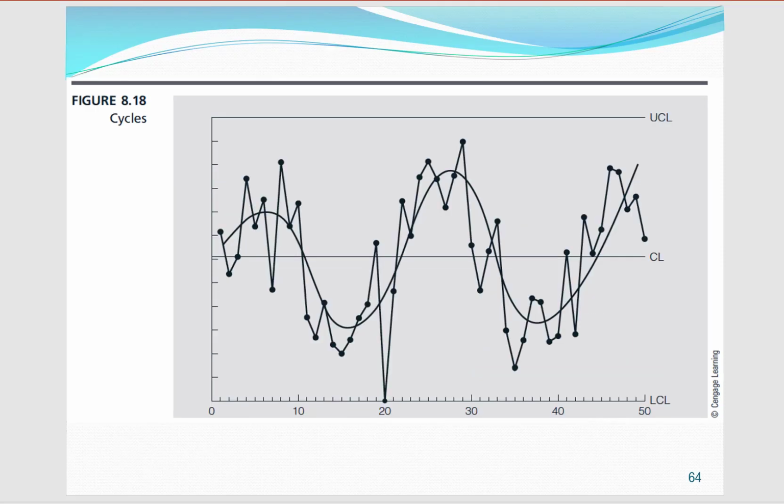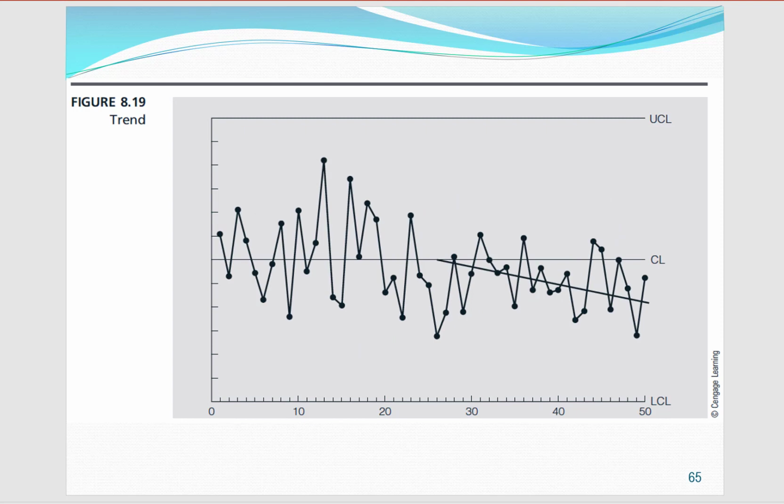The next one is cycles. You can see over here that clearly we have cycles, and that's more than likely due to a change in shift, or maybe a change in operator, or maybe mixing of production units from various machines that produce similar types of products. Here we have a trend. Clearly there is a downward trend here, or it could be upward.